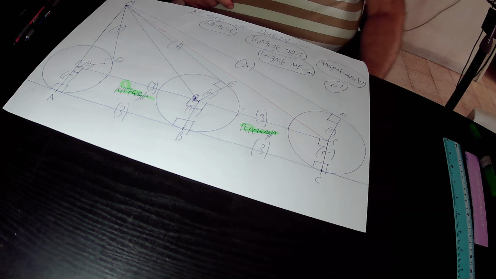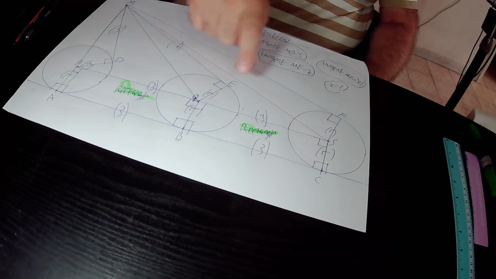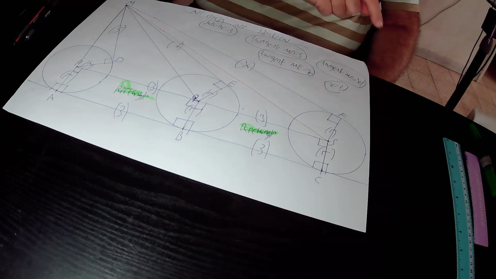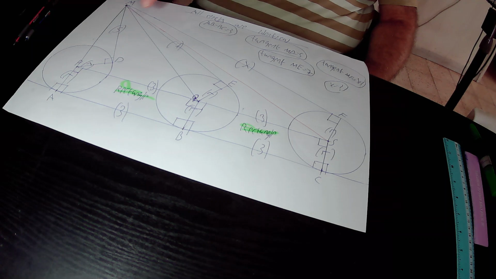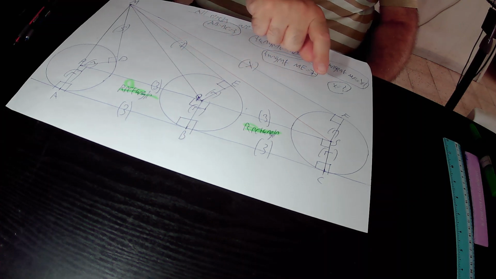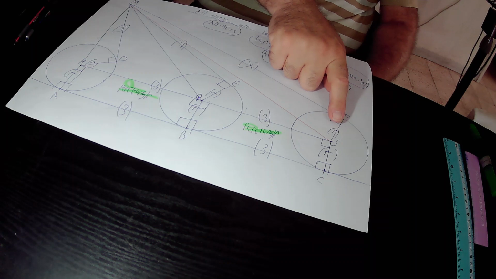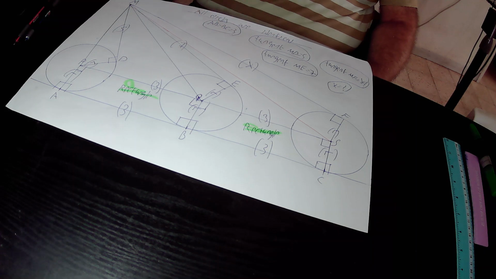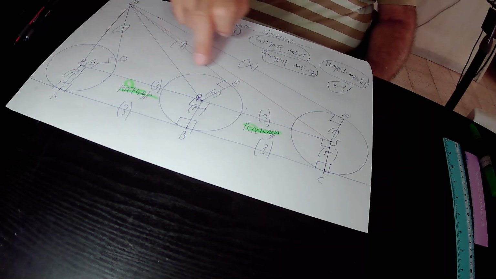So the 3 points P, Q, and S are at the same distance from the third line ABC. The distance of point P from line ABC is R, the distance of point Q from line ABC is also R, and the distance of point S from line ABC is also R. So the 3 points P, Q, and S are located at the same distance from line ABC, and therefore they must be located on one straight line. That is to say, PQS is one straight line.